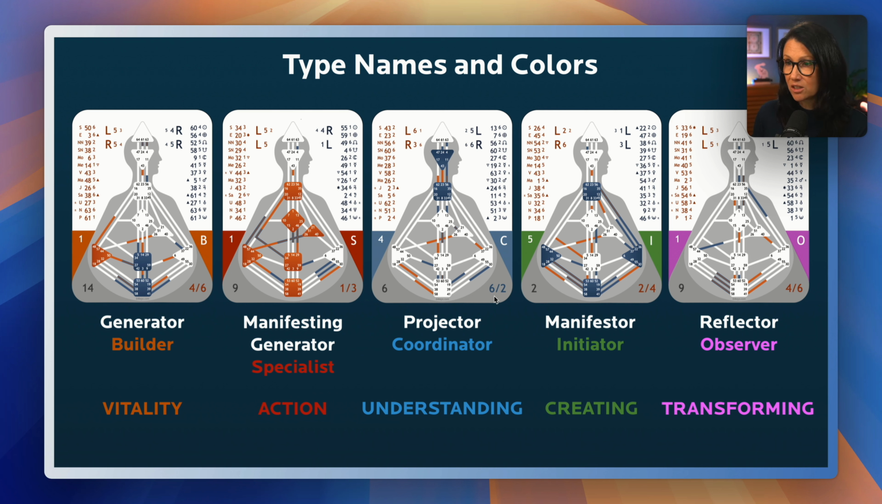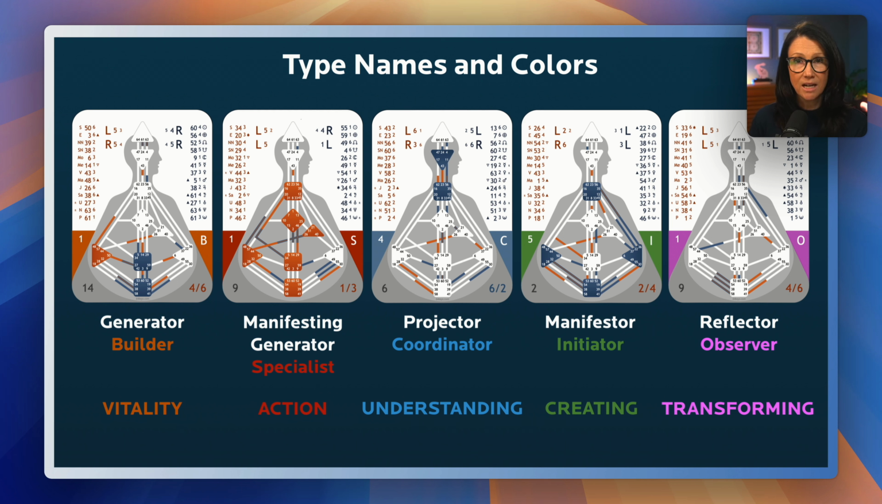The projector, coded in blue, is bringing understanding to systems, has this innate ability to coordinate the energies of others, and therefore it's also named coordinator. And the manifestor, of course, loves to initiate things and creates, and the signature of peace is the reason for the green. The reflector or observer has the potential to transform things and was given the unique color of magenta to make him stand out.